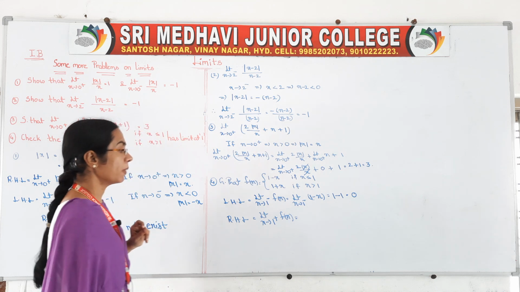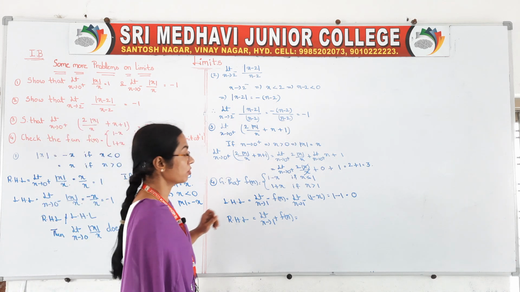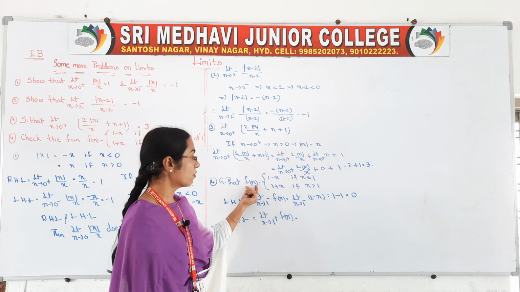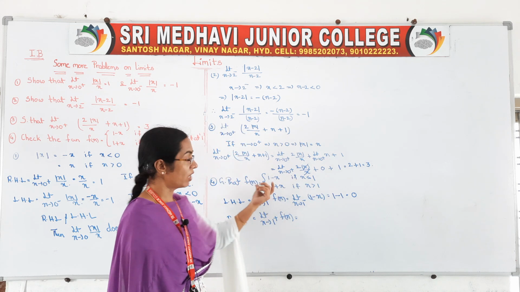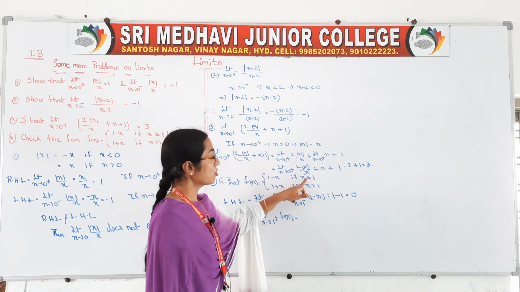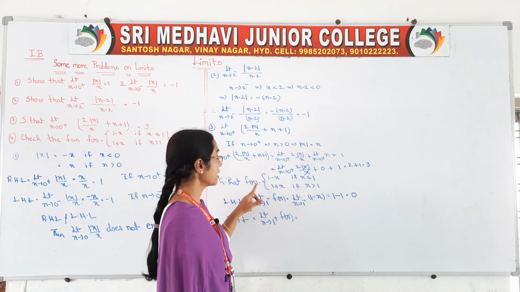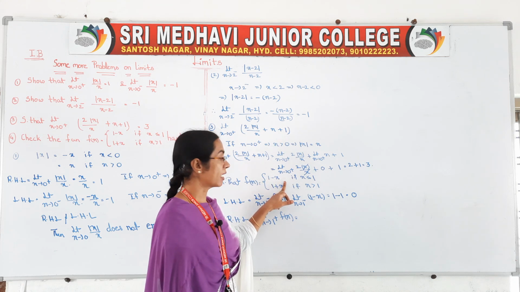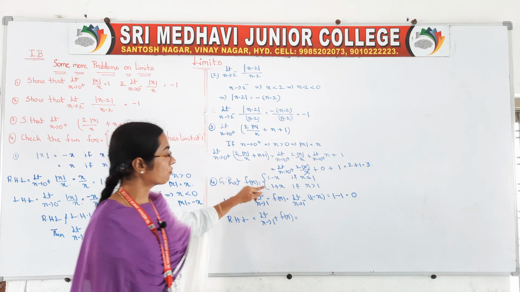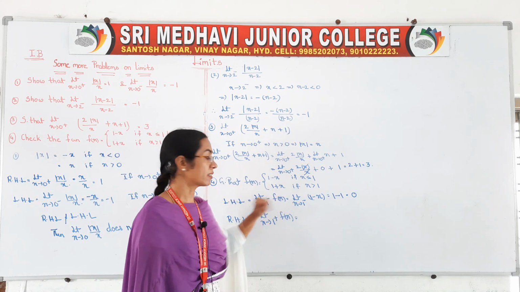Okay, so 1 plus means x value is greater than 1. Whenever x value is greater than 1, your function is defined as 1 plus x. That is what is given in the question. When x value is less than 1, the function is defined as 1 minus x. When x value is greater than 1, the function is defined as 1 plus x, right.